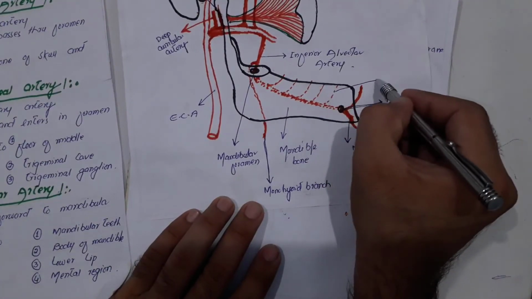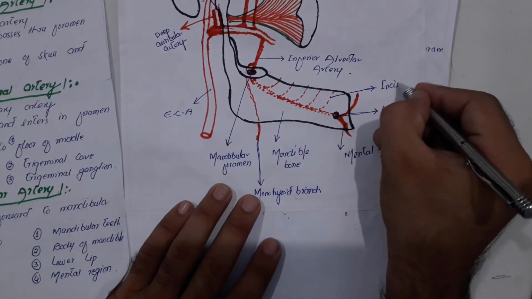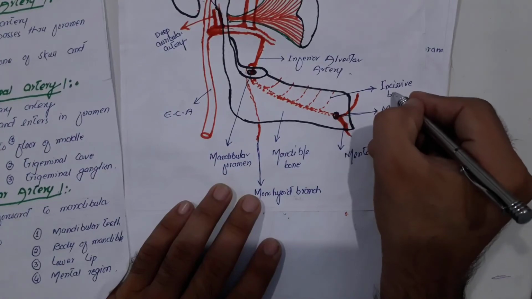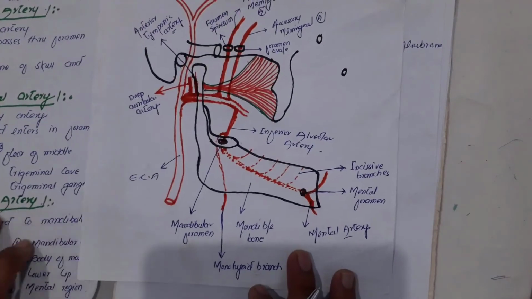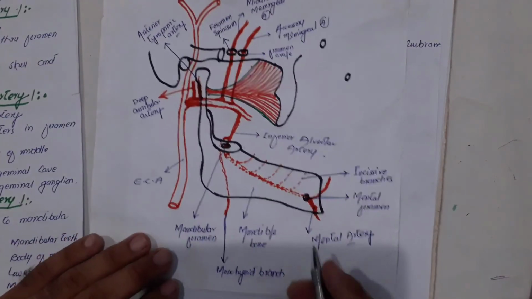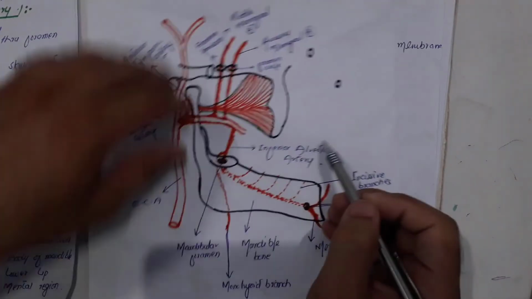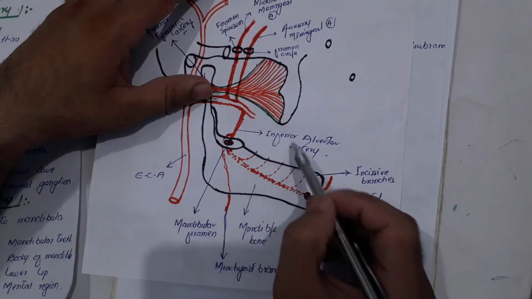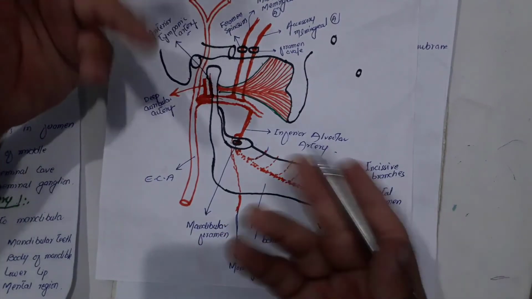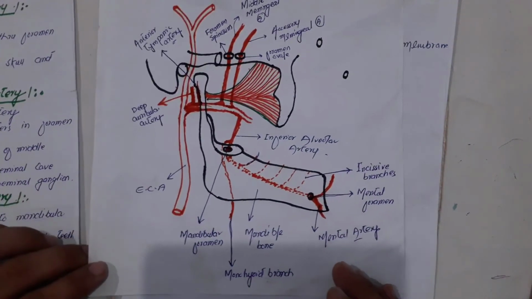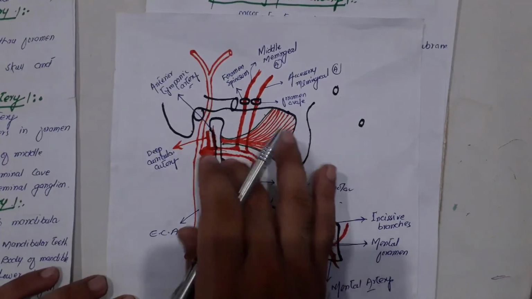These are the incisive branches to the incisive teeth. Incisive branches, right, to the incisive teeth. Clear, friends? And another thing, in some cases this artery is responsible for supplying a little blood to the tongue, so it also gives a very small branch which is called the lingual branch. But anyways, I'm not going to mention that here, right? So these were the branches in the mandibular part of the maxillary artery.